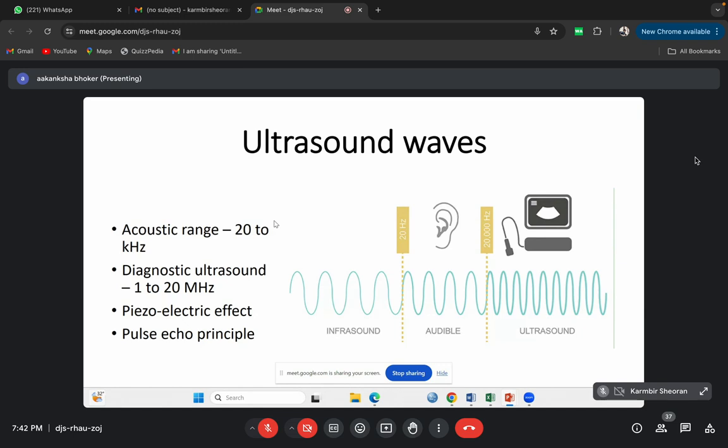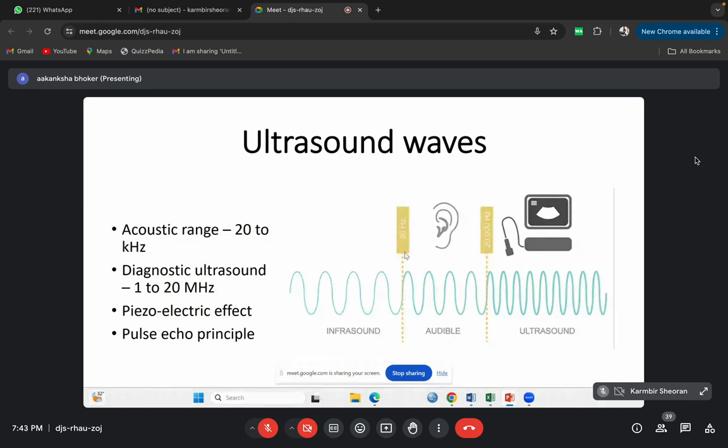As we all know, what are sound waves? Sound waves are mechanical energy waves, and they will transmit. Basically, the human ear has an acoustic range, as far as it can hear, and this acoustic range is between 20 hertz and 20 kilohertz. Any sound in this frequency range, the human ear will perceive it. It will be audible.